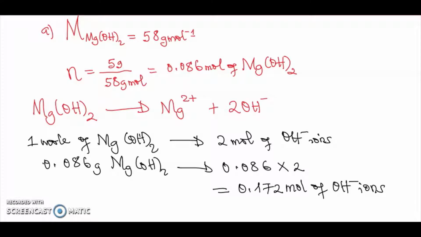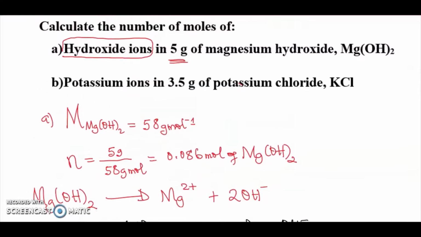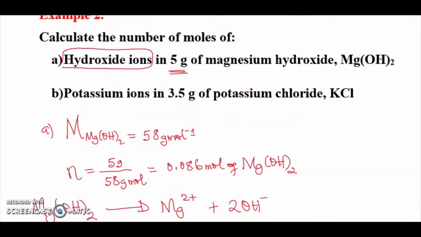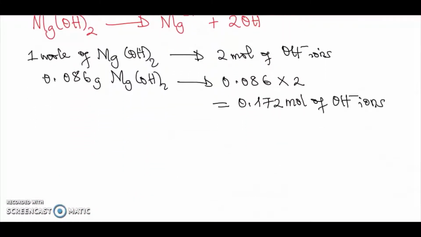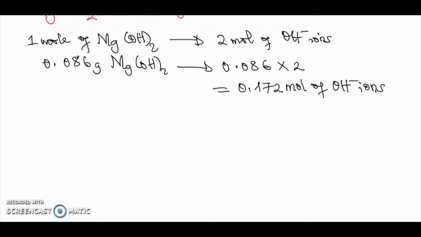You see that if you calculate and end at this stage, you will have calculated just the number of moles of magnesium hydroxide. But the question wanted us to calculate the number of moles of hydroxide ions in magnesium hydroxide. So let's look at the second example. We want to calculate the number of moles of potassium ions in 3.5 grams of potassium chloride.